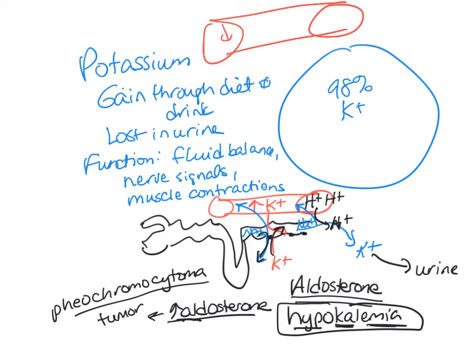So if you have a decrease in potassium in the blood, that's called hypokalemia. And on the other hand, if you have an increase in potassium in the blood, that's called hyperkalemia.